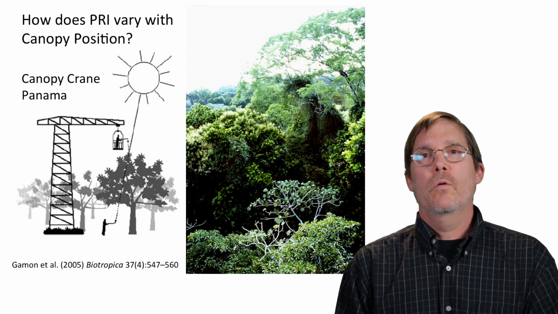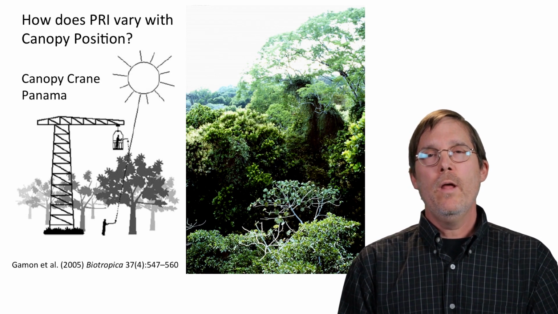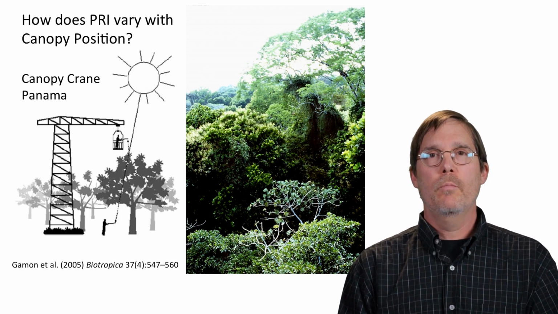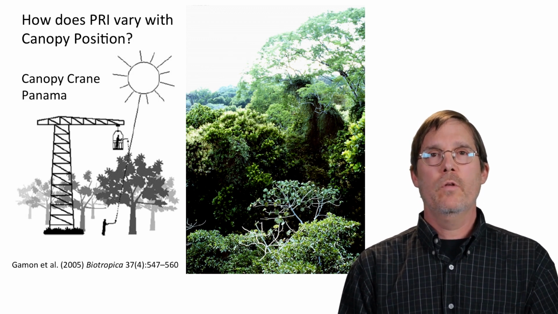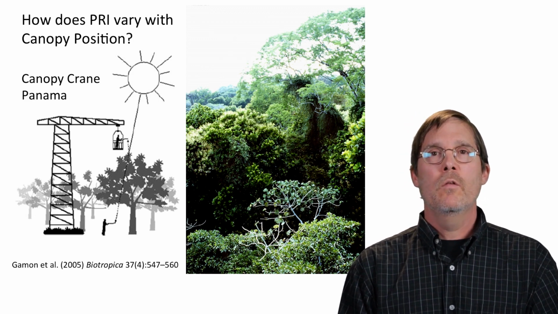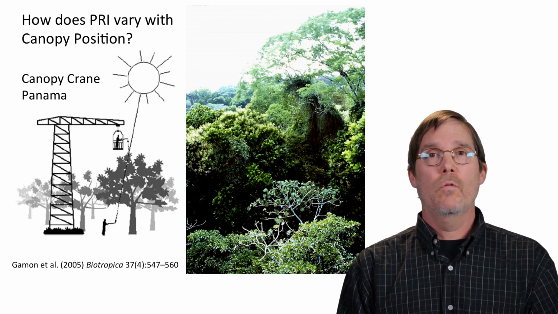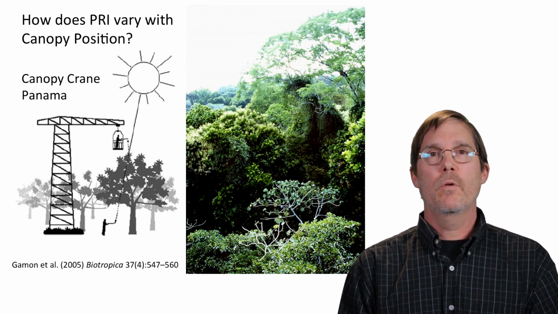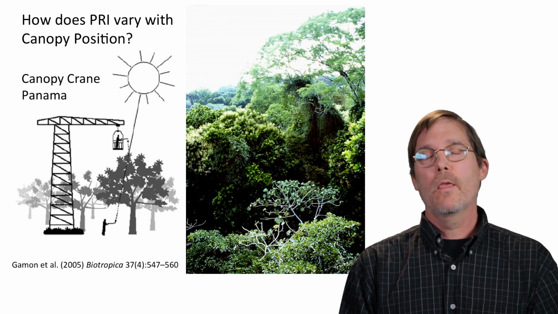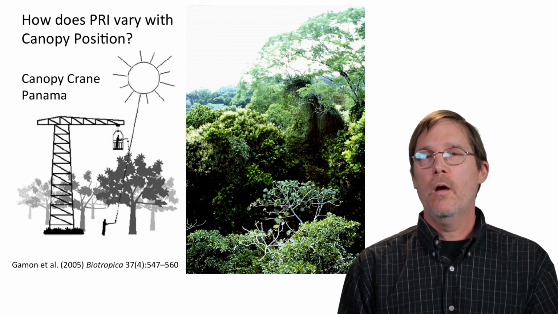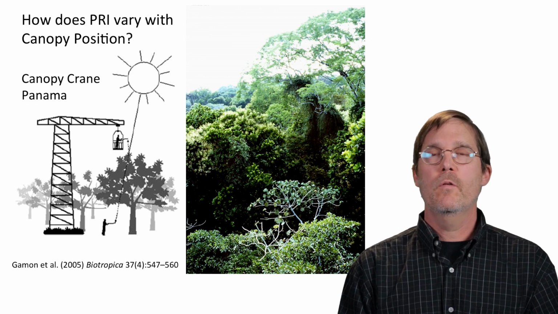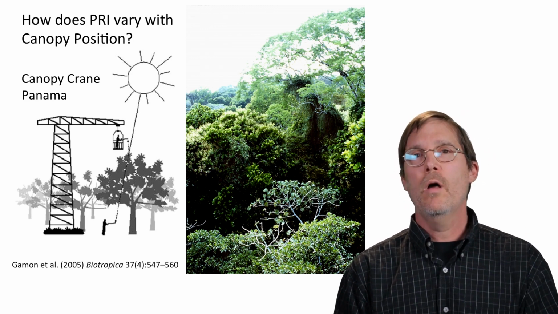So one question we've asked is, what happens when you look through a canopy? The top of the canopy gets exposed to high light, but the bottom might be shaded. So this is some work that was done in the tropical forests of Panama using the canopy crane. And we asked the question, how does PRI vary with canopy position from the very top to the bottom?